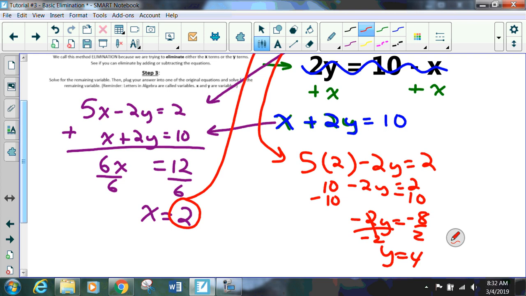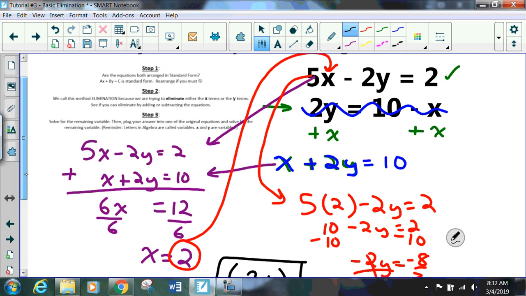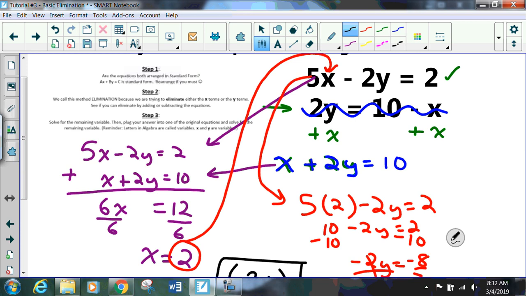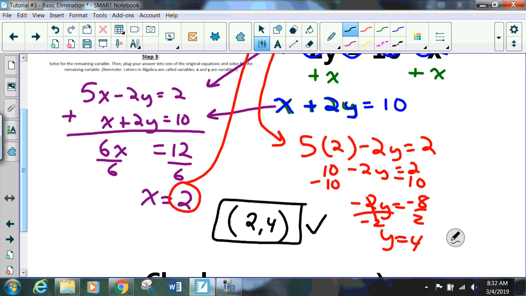And the final part of our answer, let's see, we haven't used black yet, is 2, 4. Remember that the solution to the system of equations is always a coordinate point. There's an x part of our answer and a y. So I'm going to go ahead and plug 2, 4 back into the first equation, make sure it works, right? 10 minus 8 is 2. That definitely works. 2 and 4 is our answer. All right, let's see if we have any more.